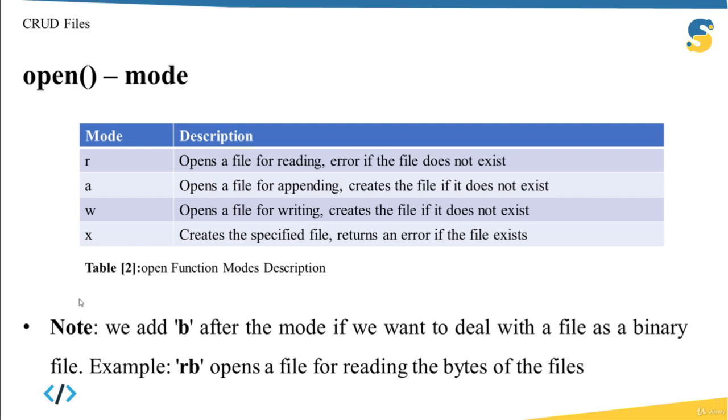Also, you have to know that we can add B after the mode. If you want to deal with the file as a binary file, simply put B after each one of the modes. So for example, if I say RB, this means I want to open a file for reading the actual bytes of the file, in other words, the raw content inside the file.